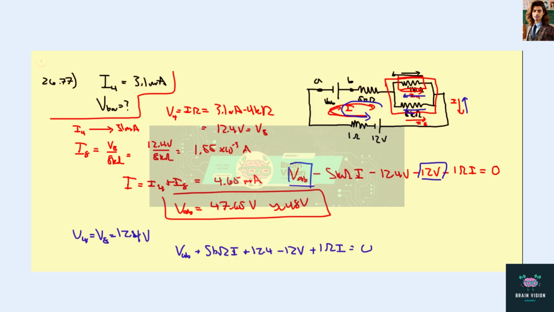This equals 0. Again, we know everything except for VAB, so we just plug this in and solve for it. We should get a VAB of negative 23.65 volts, or roughly negative 24 volts. And this is our second answer, if the current is going to the left. Awesome. There it is.